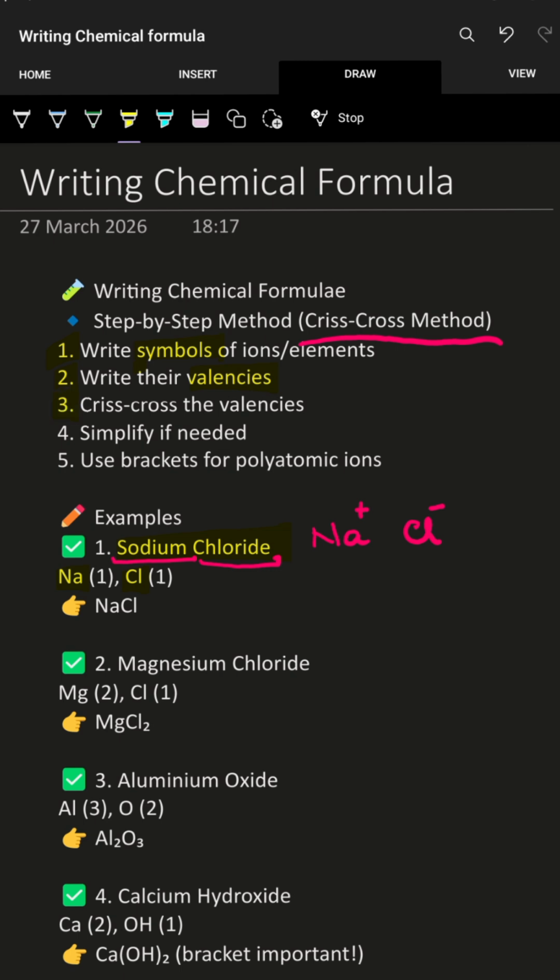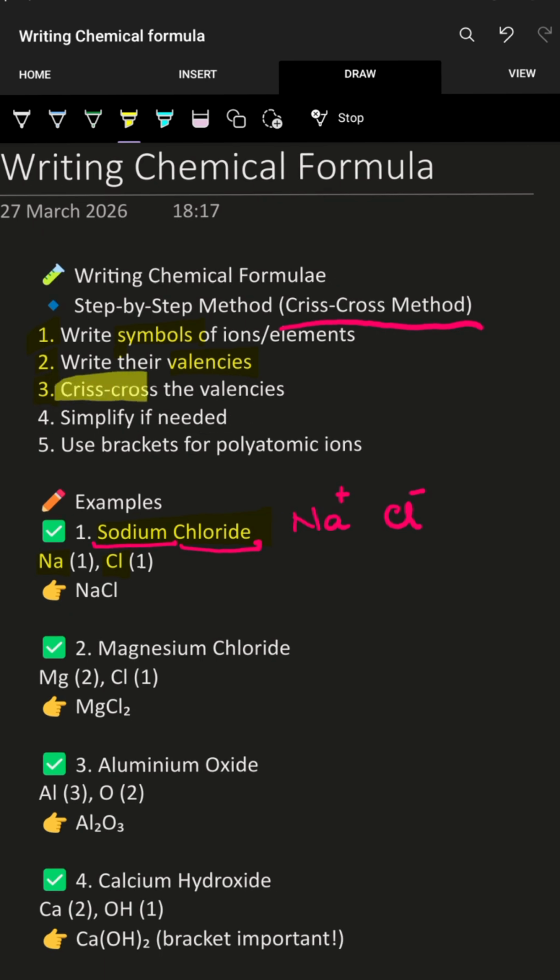So first write the symbols, next write the valencies. Now number 3, crisscross the valency. Now here you will say, ma'am, what is the valency? Where you have written this. So when I am writing plus, that means plus 1. Say sodium, the valency is plus 1, and chloride, the valency is minus 1, because I am writing the charge. So the value we will take, value of the valency, not including the charge, only the magnitude.